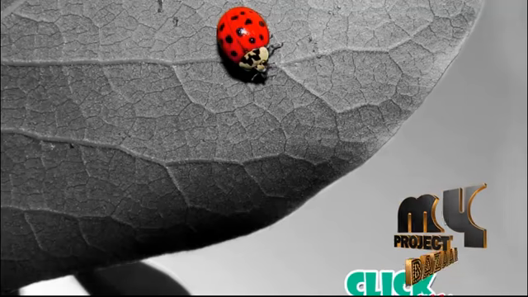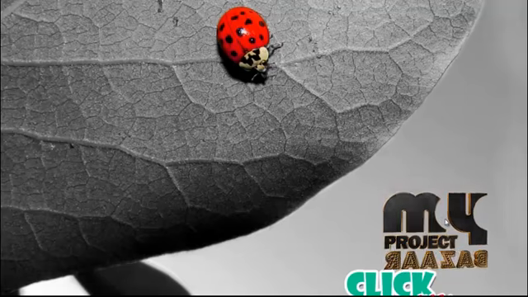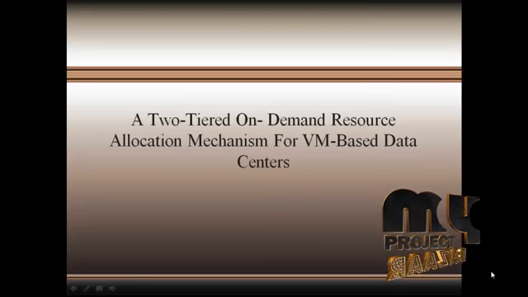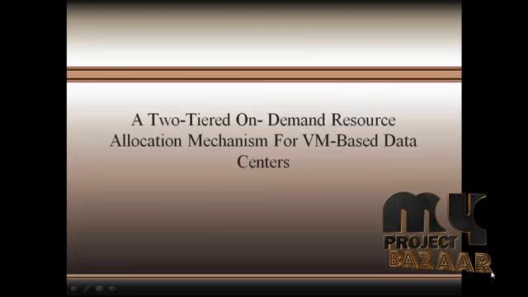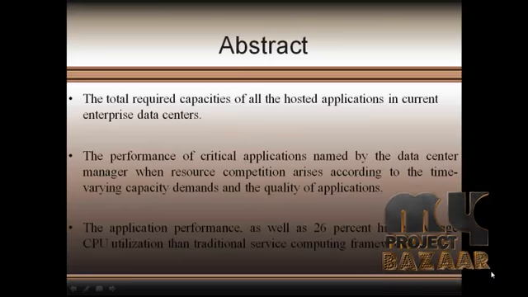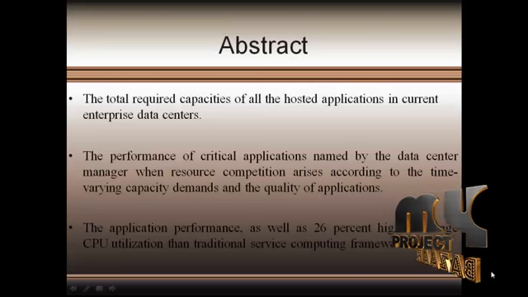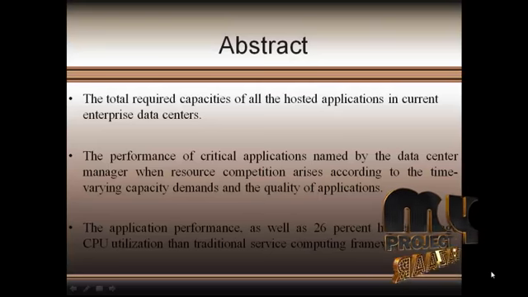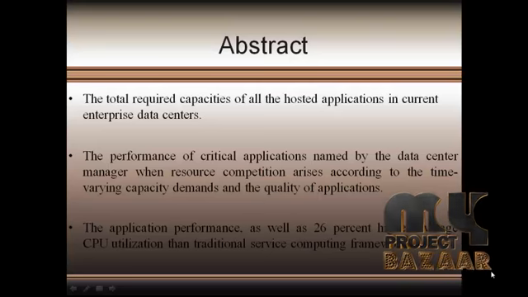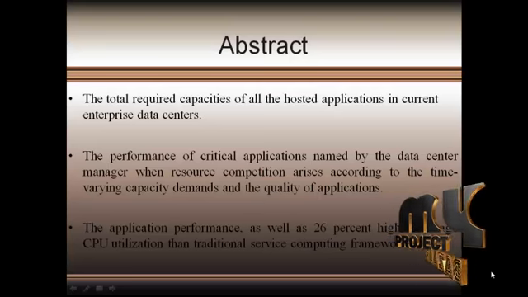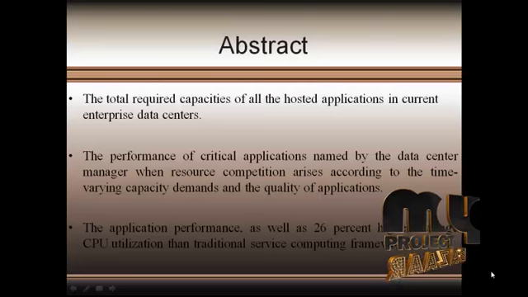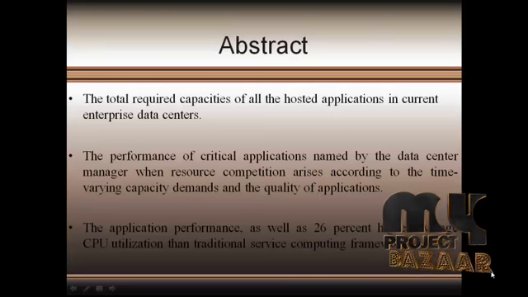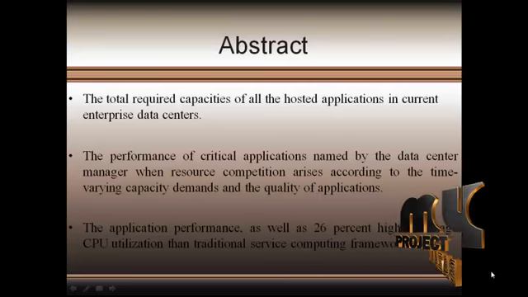Welcome to my project. Our project title is a two-tiered on-demand resource allocation mechanism for VM-based data centers. The total required capacities of all the hosted applications in current enterprise data centers. The performance of critical applications named by the data center manager when resource competition arises, according to the time-varying capacity demands and the quality of applications.